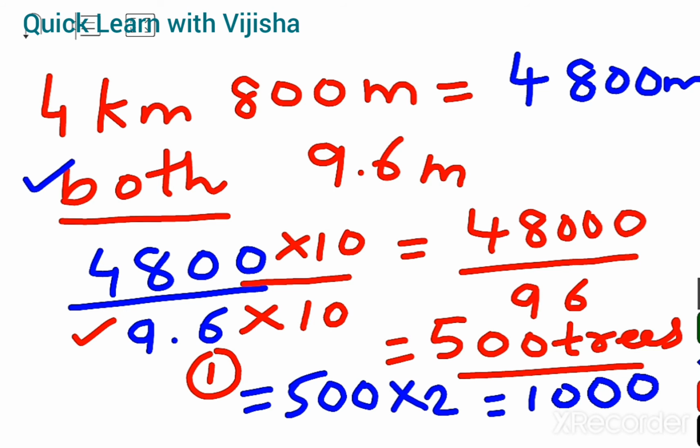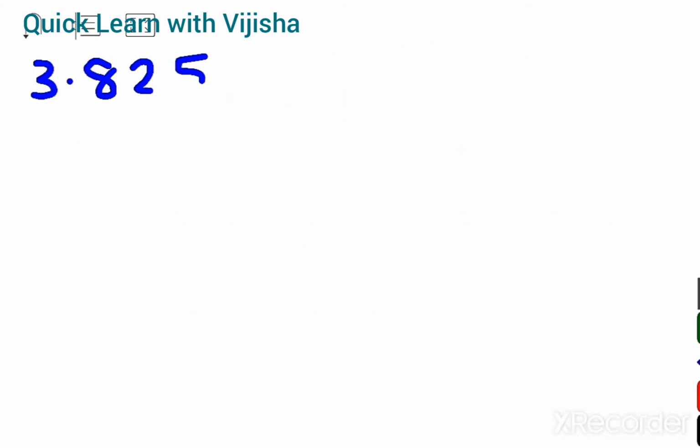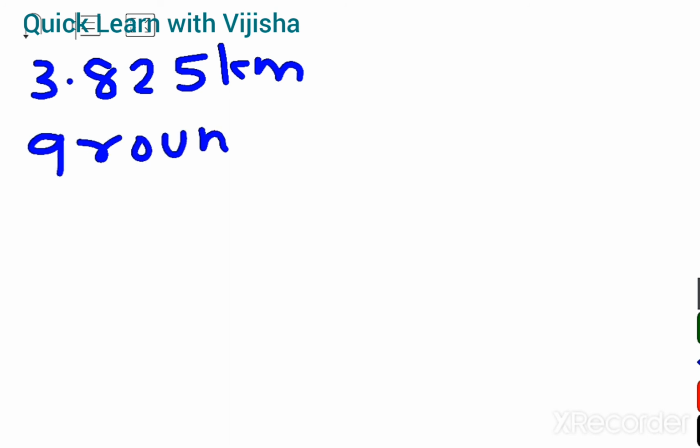Now let's see the second question. Pradnya exercises regularly by walking along a circular path on a field. If she walks a distance of 3.825 kilometers, now we will write the values given in the question. 3.825 kilometers in 9 rounds. How many rounds has she completed? 9 rounds.